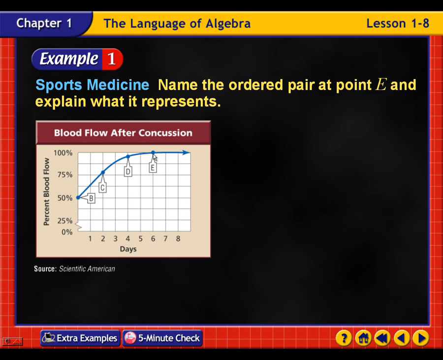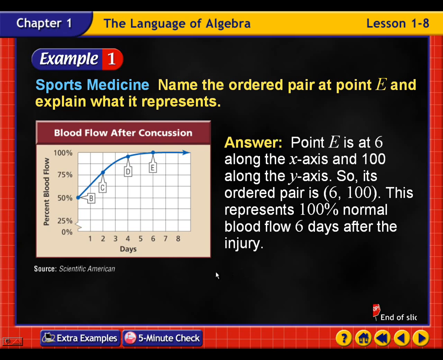So if you find an ordered pair right there, we can see what that point might represent. It's 6 units to the right on the x-axis and 100 units up on the y-axis, so it creates an ordered pair 6, 100. Now that means that after 6 days, there's 100% normal blood flow following a concussion. So we can interpret some information based on our knowledge of how to read this graph.